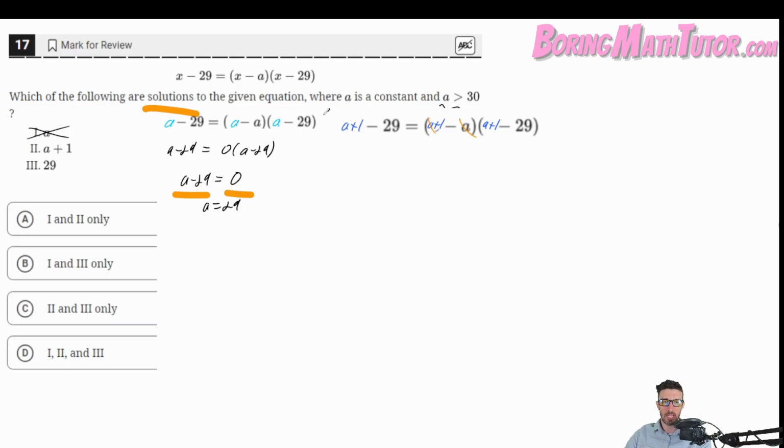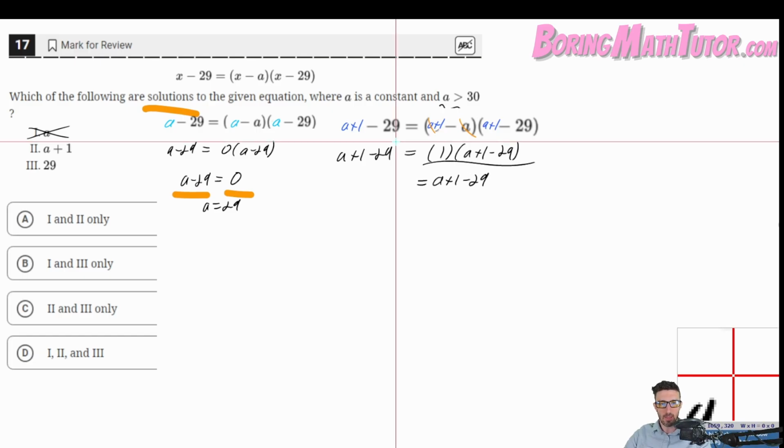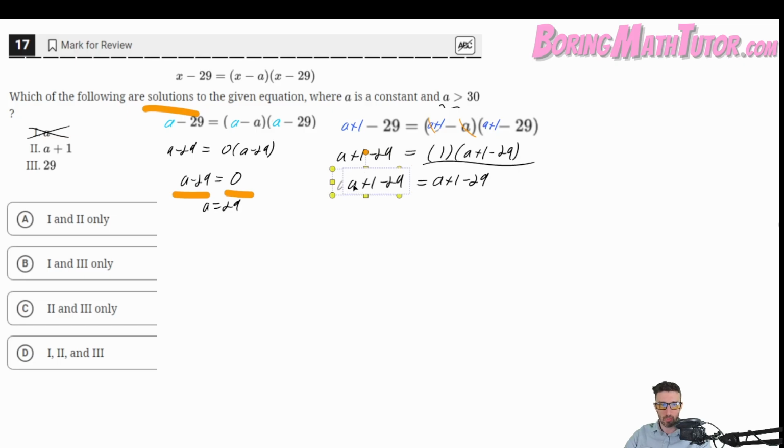The a's are going to cancel right there. And you'll just get a 1 right there times a plus 1 minus 29 equals a plus 1 minus 29. Well, 1 times anything is always that thing. So I can actually just rewrite it as a plus 1 minus 29 equals a plus 1 minus 29. Is the left side equal to the right side? Absolutely, because it's the same thing.